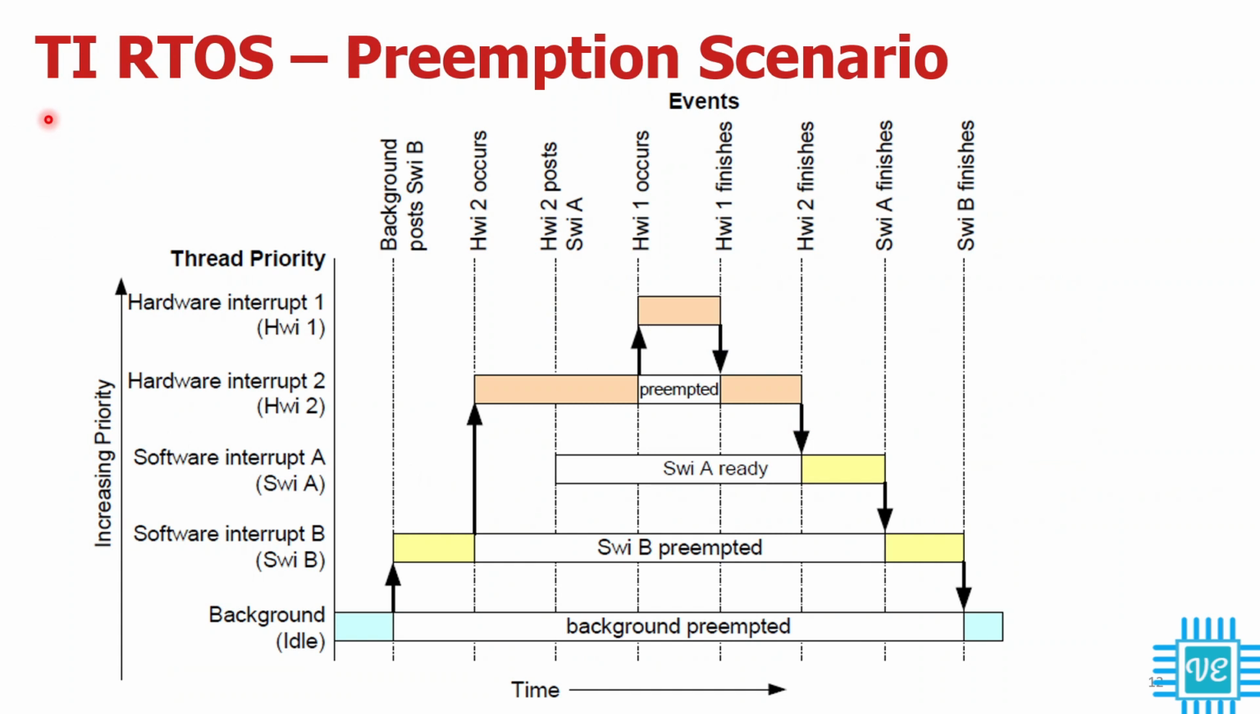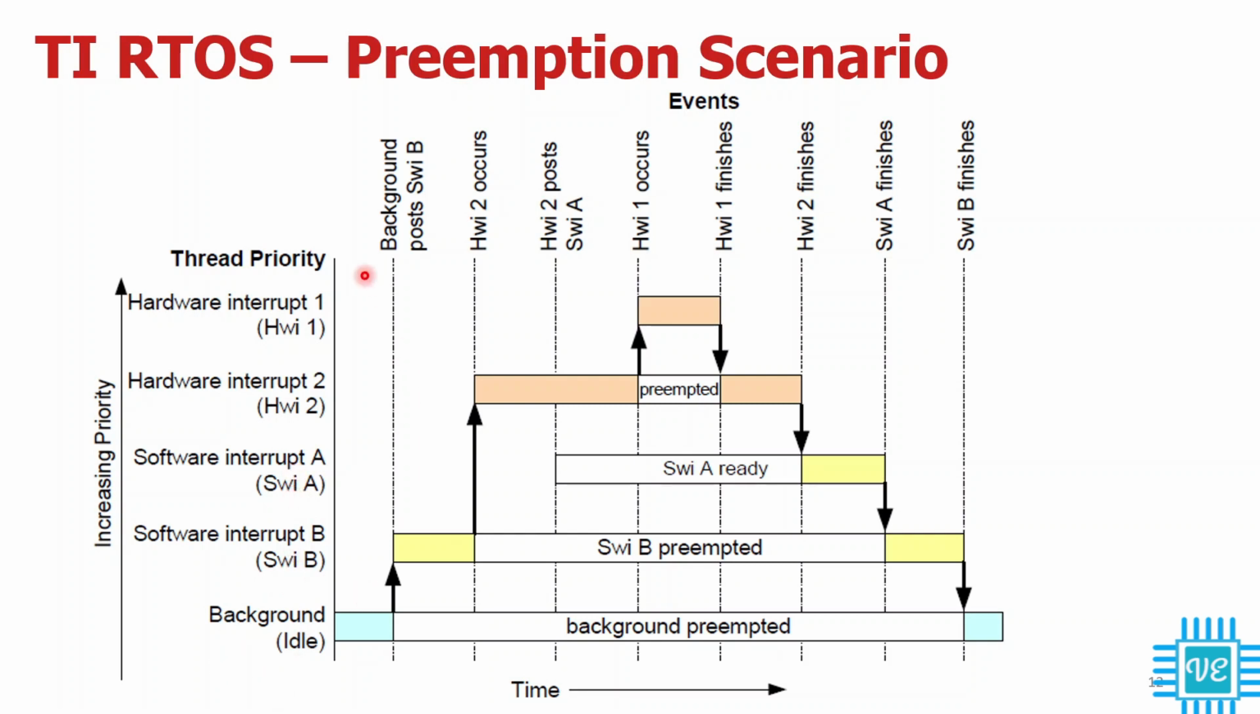Now let's take a typical use case, how TI-RTOS will execute the tasks. As I said, we are going to use the preemption scheduling mechanism. So look at this timing diagram. On the left-hand side, on the y-axis, you see we have the idle task, which is also known as a background task. We have software interrupt B, software interrupt A, hardware interrupt 2, hardware interrupt 1. Hardware interrupt 1 is a higher priority than hardware interrupt 2, and software interrupt B is a lower priority than software interrupt A.